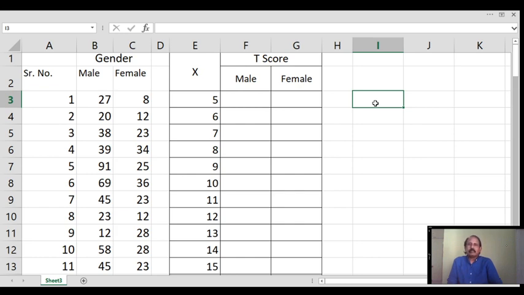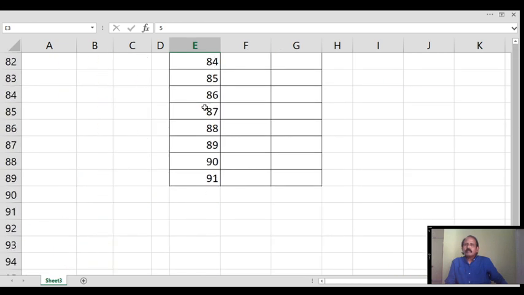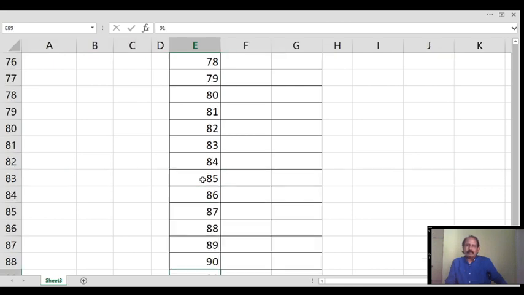and it is to be written in a particular column in Excel. We can write it anywhere. Here I have written it in column E, and all these numbers will be known as X. Our X's are from 5 to 91, and the range of our X's is E3 to E89. Our last X is in E89, that is 91.